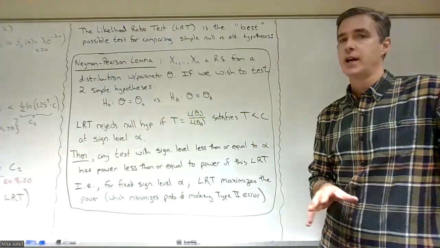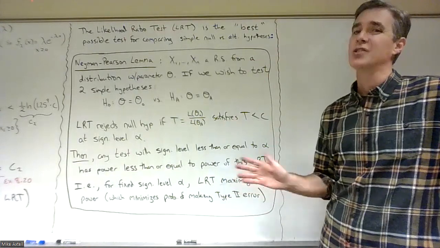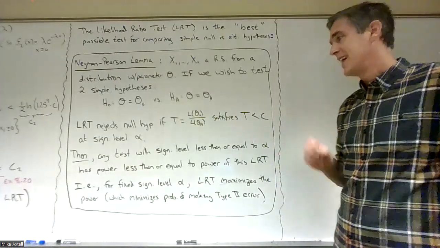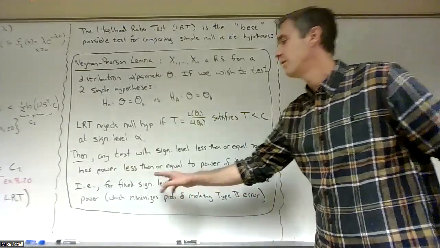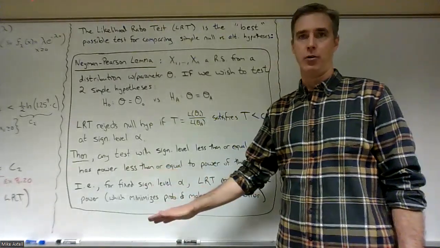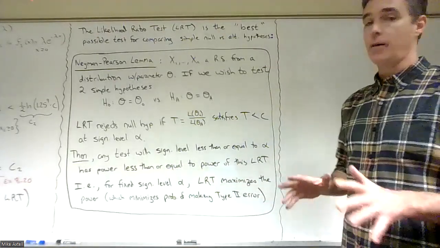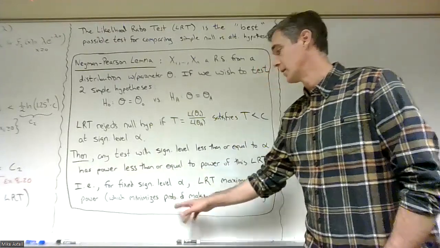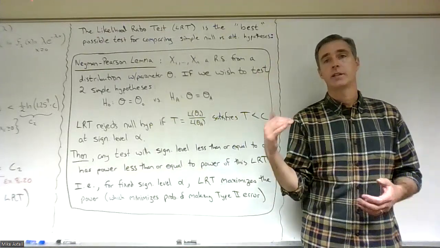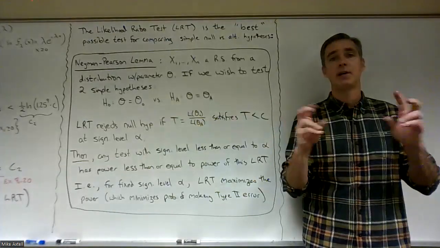So if you come up with another test that has the same significance level or less than the likelihood ratio test, its power will also be less than or equal to the power of the likelihood ratio test. So in a sense, for a fixed significance level, the likelihood ratio test maximizes the power. No other test will have a higher power than the likelihood ratio test, all right? And maximizing the power means we're minimizing the probability of making a type 2 error. So the likelihood ratio test, if you fix the alpha, is going to give you the test with the best power, okay? And that's the best test we can have.